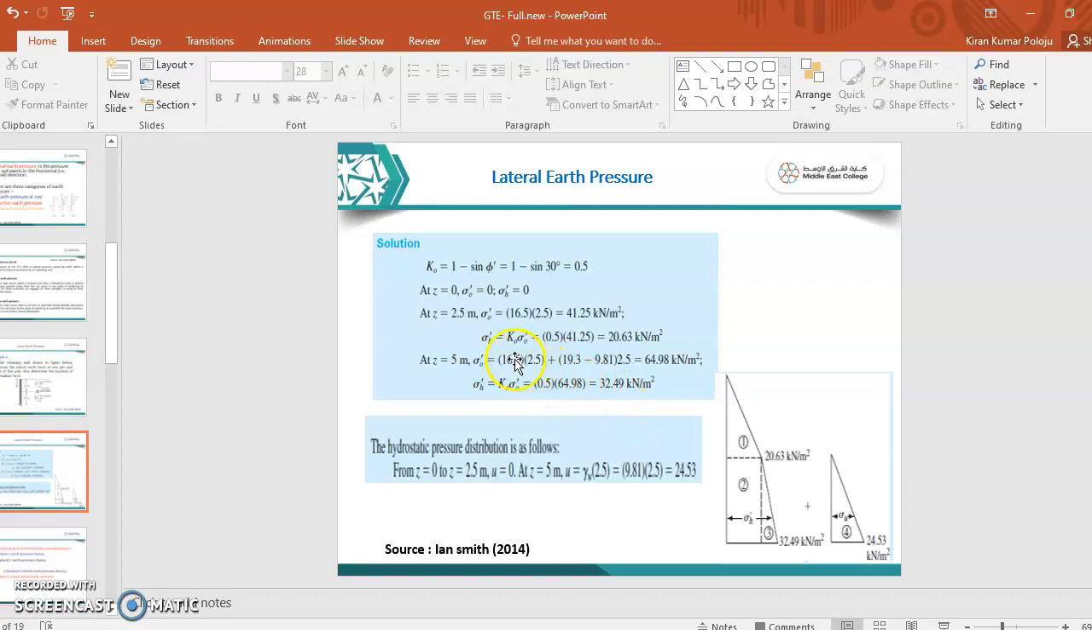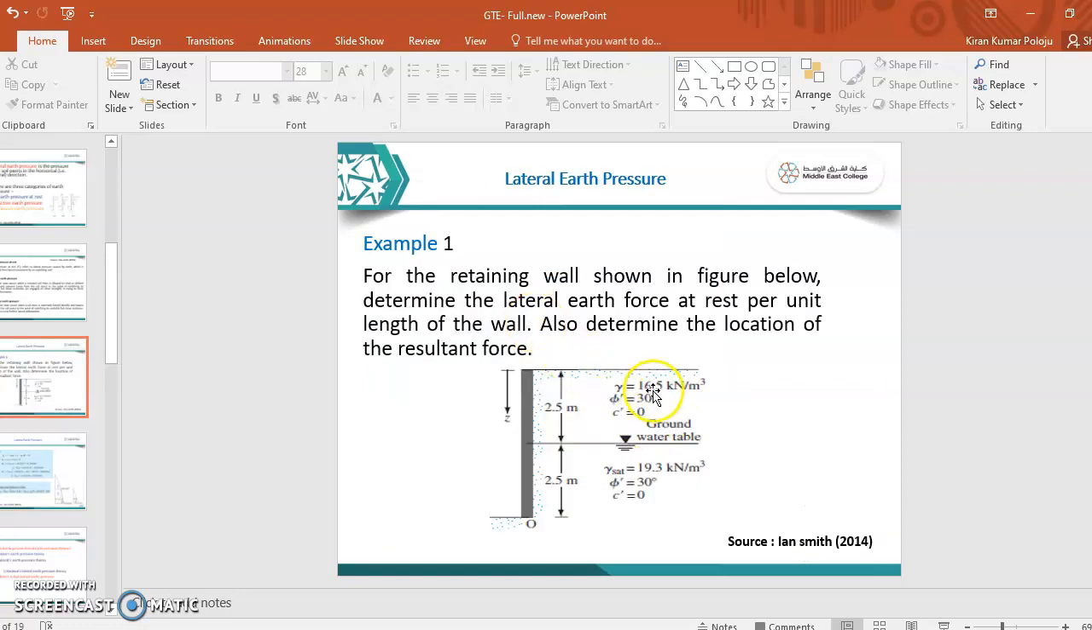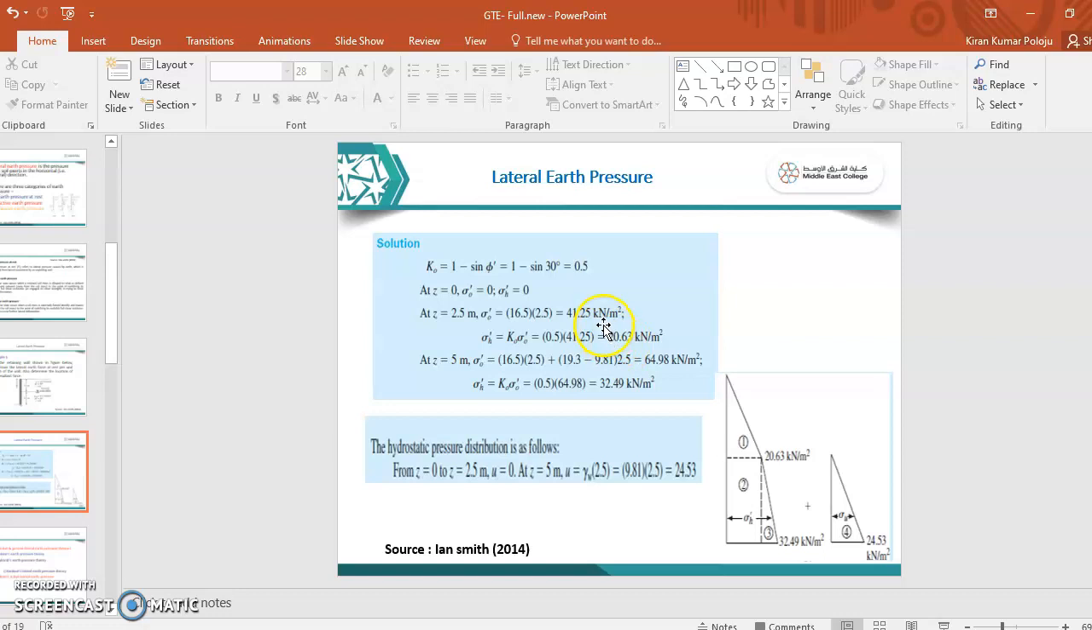So what are the things considered? At z equal to 2.5 meters, 16.5 into 2.5. Here 16.5 is the unit weight of unsaturated soil multiplied by depth. 16.5 multiplied by 2.5 gives you 41.25, and multiplied with 0.5 gives you 20.63 kN per meter square.